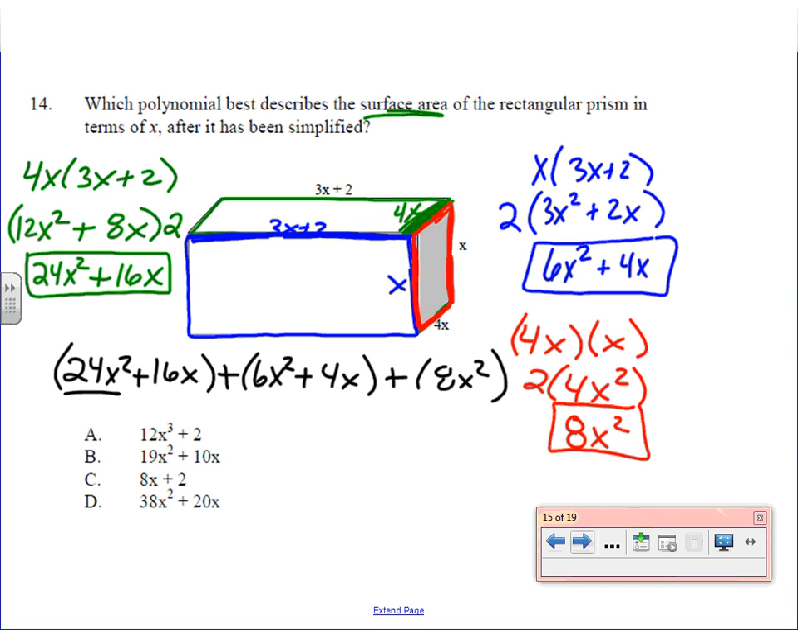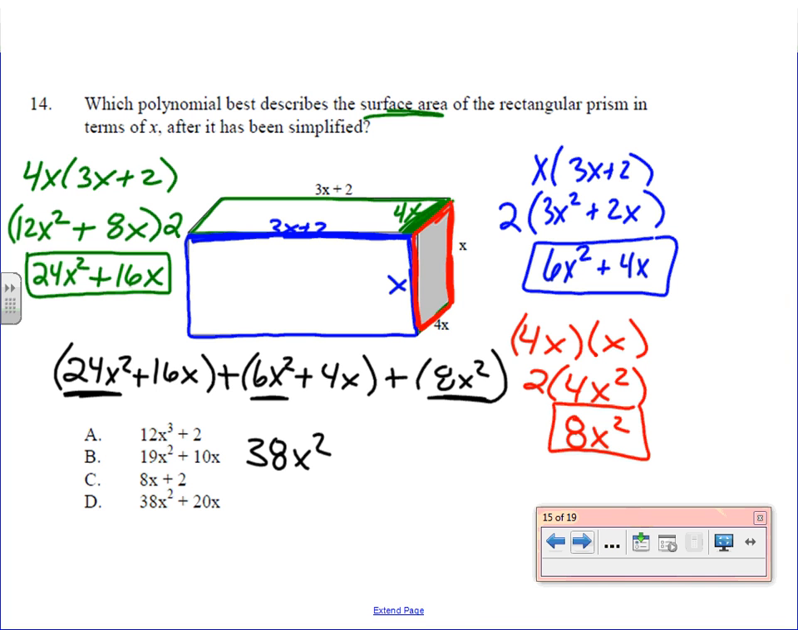So I'm going to start by adding all the x squares. We got 24 here, we got 6 here, and 8 here. So if I add all that together, what do you get when you add 24 plus 6 plus 8? 38. 38x squared. We don't touch the exponents when we are adding.